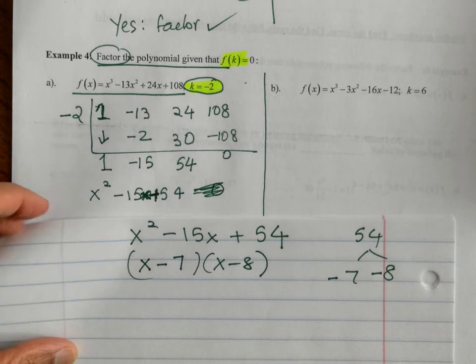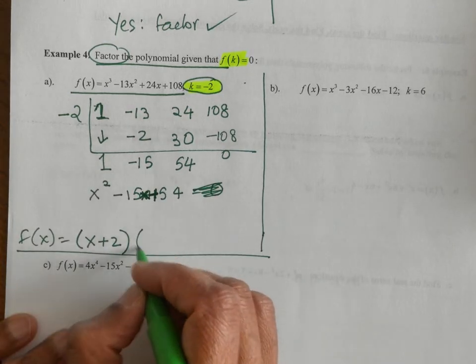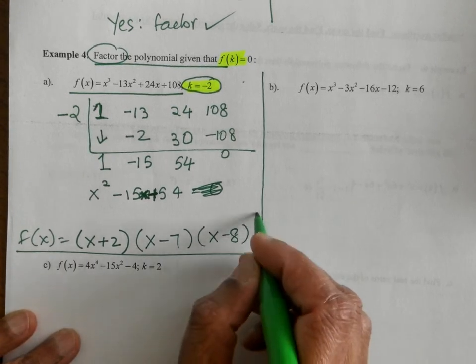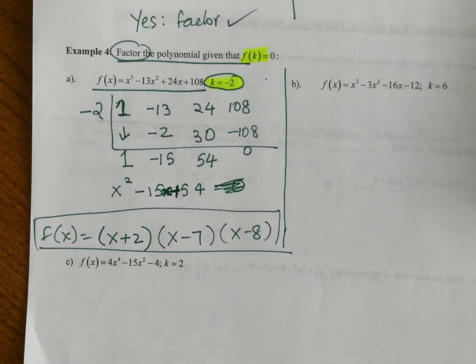So now I found all my three factors: x plus 2, x minus 7 and x minus 8. This is the whole idea of doing the division, because if you can find one factor, you have reduced the x cubed to an x squared, and the x squared you can factor. The quadratic formula you'll use for solving. They're not asking you to solve, but they're asking you to find the factors.